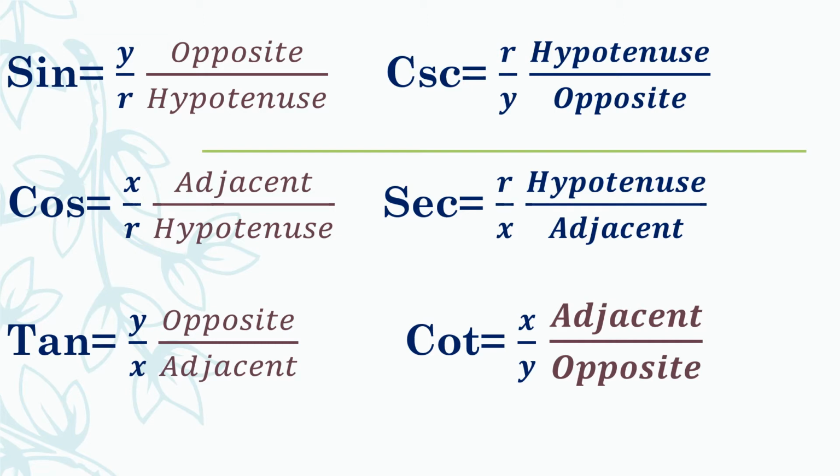While for the counterpart of sine, we have the cosecant, and it is equal to the reciprocal or the inverse of the value of the sine. So it is equal to r over y, or hypotenuse over opposite. And for the counterpart of cosine, which is the secant, it is equal to r over x, or the hypotenuse over the adjacent. And for the cotangent, it is equal to x over y, or the adjacent over the opposite. Let's move on.